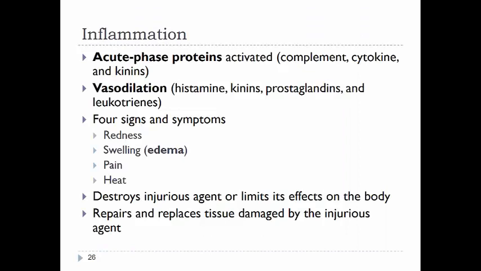Inflammation is another way that our body fights infections. Inflammation is caused by acute phase proteins that are activated and then cause a cascade effect, and we get the outcome of this process. So we get vasodilation. Vasodilation is where our blood vessels actually become leaky. This allows the things that travel through our system to actually get out into the areas that they need to go. Now we have signs and symptoms of inflammation: redness, swelling, pain, and heat.